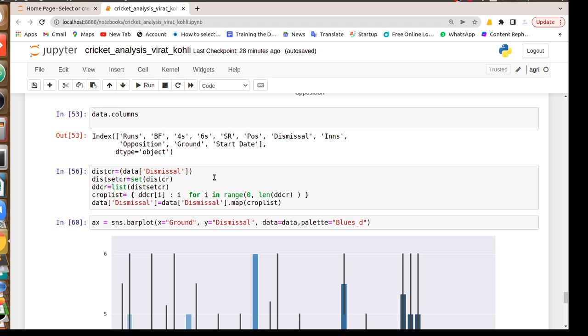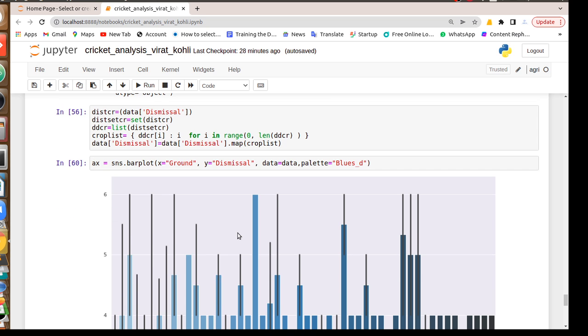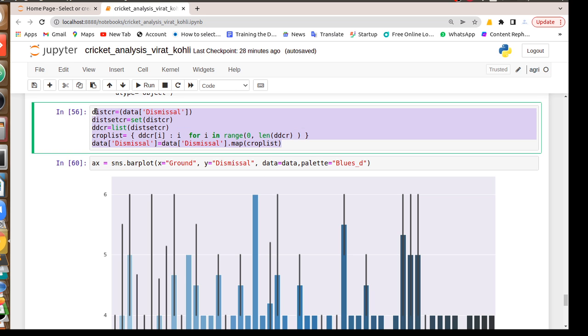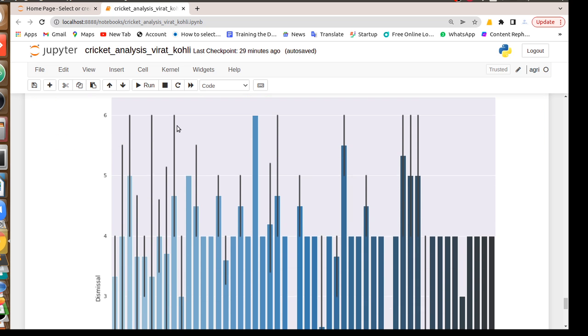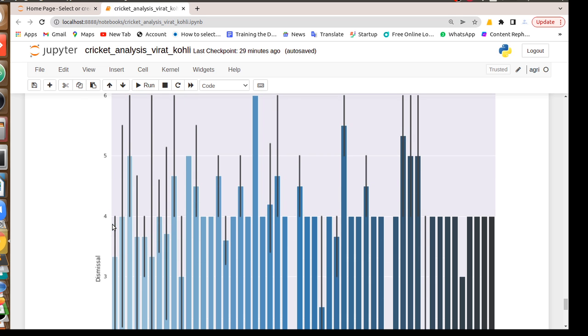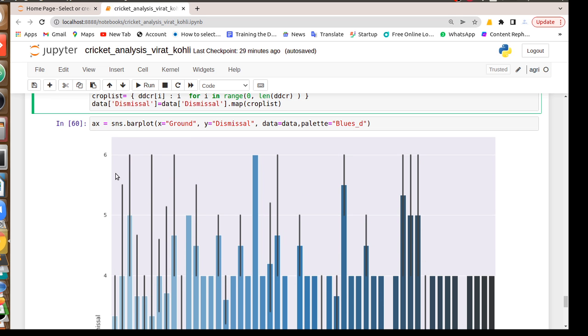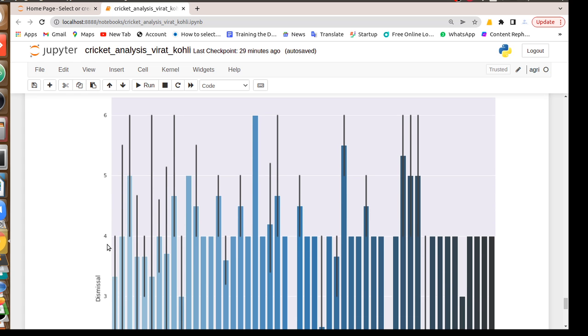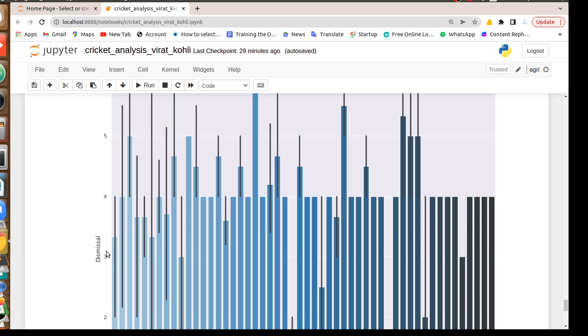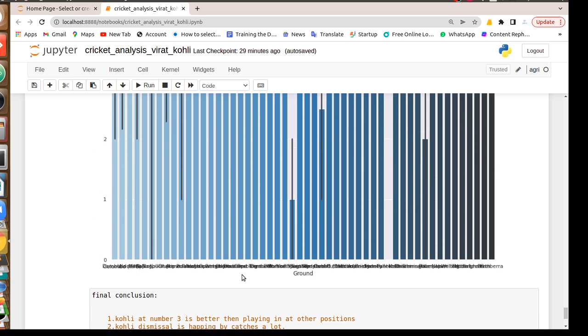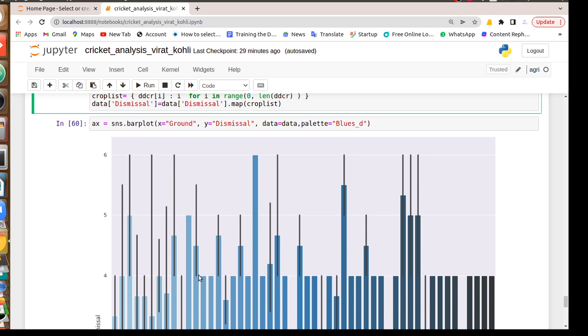Now I just want to analyze ground and dismissal, how we got dismissed at each ground. Here both are strings, and you can't plot strings versus strings. That's why I used a technique called mapping, where I mapped the dismissal column to numbers. So maybe caught is 6, bowled is 5, run out is 4, like this, 3, 2, 1. Below, our x-axis is ground.